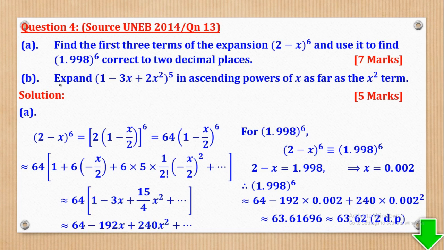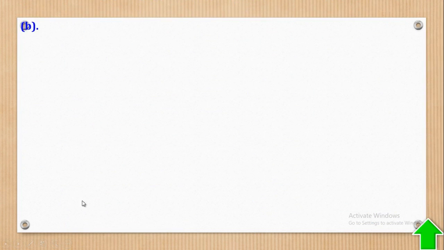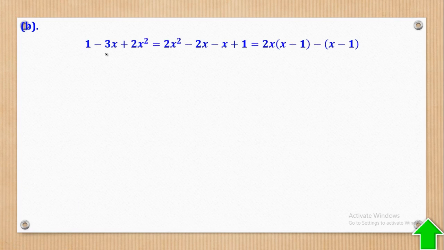So now we shall go to part B, which says, expand this in ascending powers of x as far as x squared, as far as the x squared term. So this one, I can factorize it by realizing that this one now is the same as this. Rearranging it to become a quadratic gives you this. The factors, I'll look for two factors whose sum is negative 3 and product is positive 2. Those factors are negative 2 and negative 1. That is why this negative 3 has been replaced by negative 2 and negative 1.